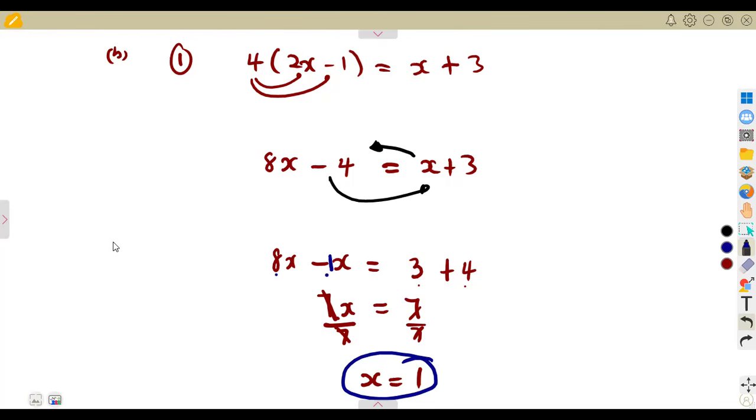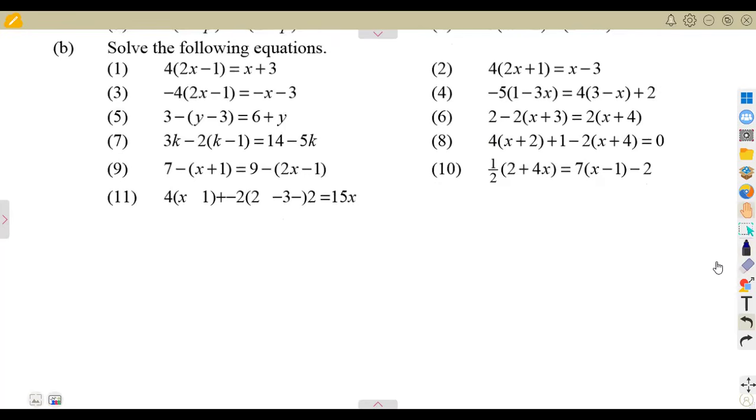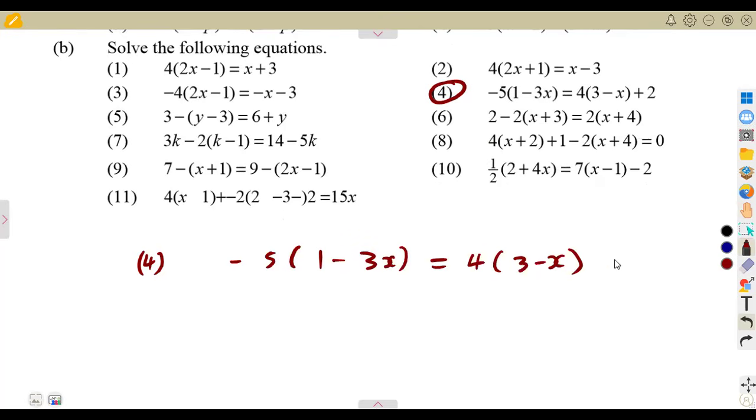So these are the typical cases. I want you to prove this. You're going to see that truly the left-hand side will be equal to the right-hand side. So that's the type of question that you're going to have. Number 4, we are given -5 into the bracket of 1 minus 3x, which is equal to 4 into the bracket of 3 minus x, and we are adding a 2 after that.